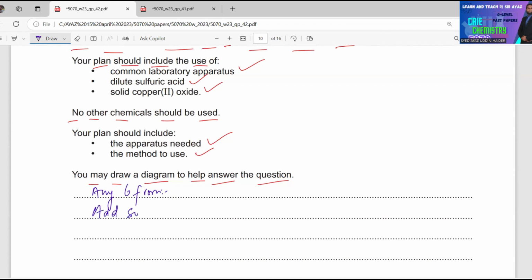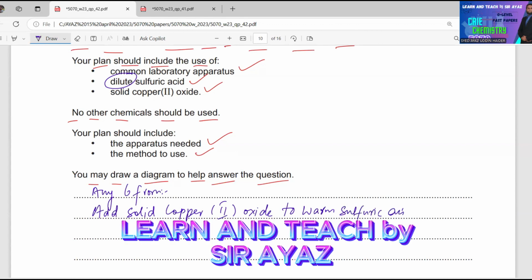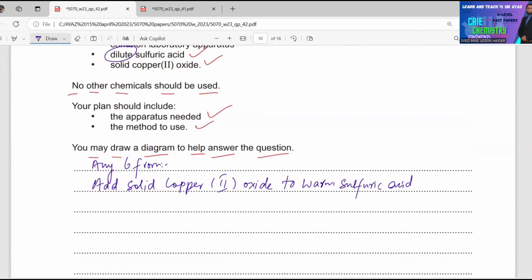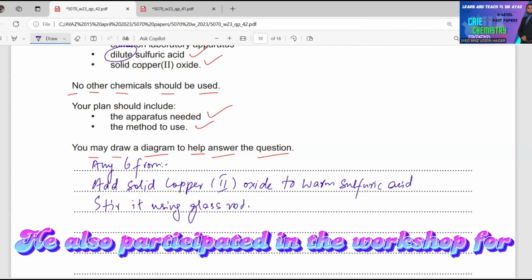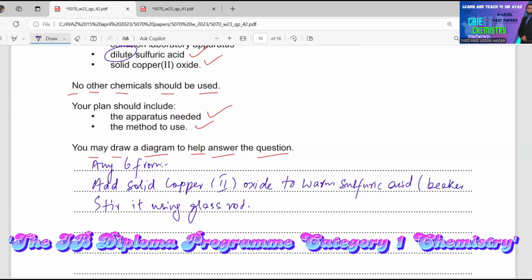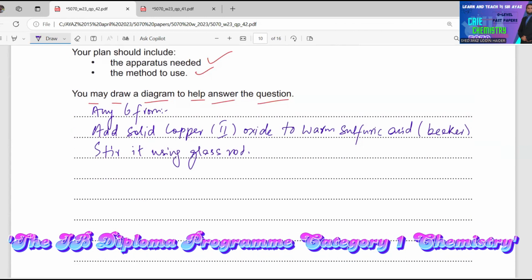Add solid copper 2 oxide to warm sulfuric acid. Remember, you have to warm it because they said that it's a dilute solution. So you have to warm it because the copper 2 oxide will only react with warm acid. Then stir it using a glass rod. In the first step, you can mention the name of the apparatus, like you have sulfuric acid in the beaker.